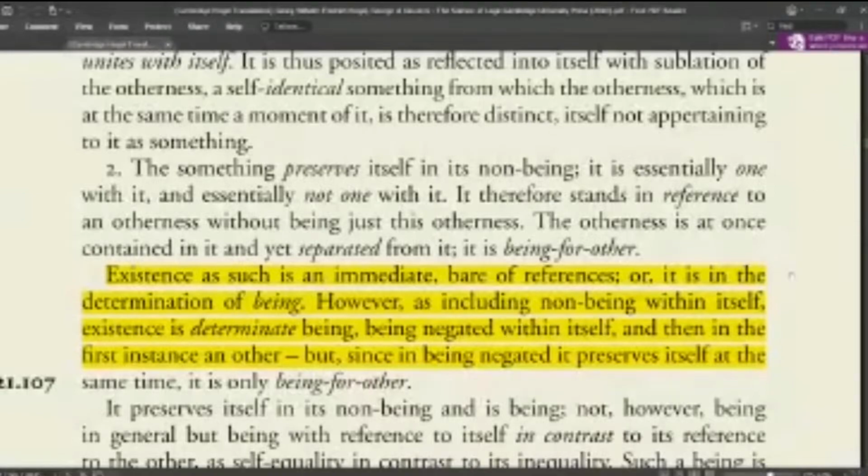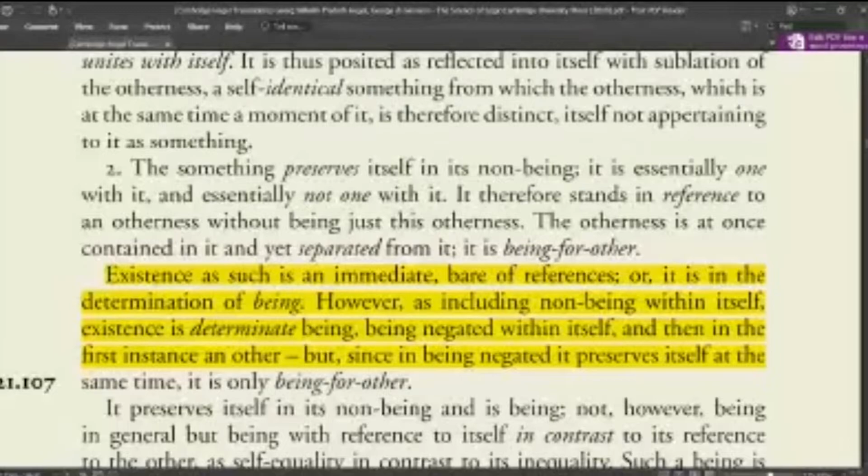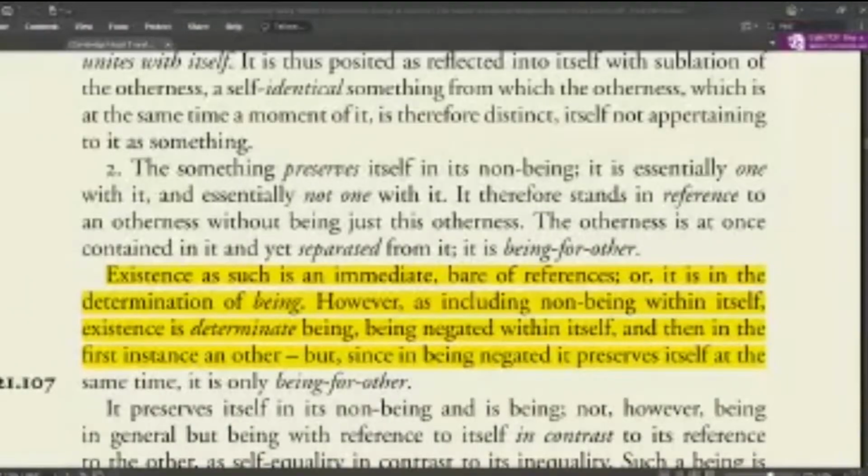right, let's move on. So the something preserves itself in its non-being. It is essentially one with it and essentially not one with it. It therefore stands in reference to an otherness without being just this otherness. The otherness is at once contained in it and yet separated from it. It is being for other. Okay, so that one's, I think, pretty simple, and it gets increasingly easier to diagram these as we get more and more concrete.